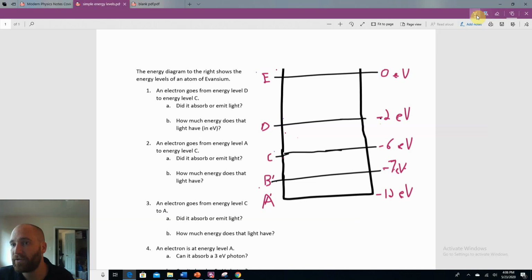In other words, you could have an electron, let's say here, on energy level D. It would have an energy of -2 electron volts. You could have an electron at energy level C. It would have an energy of -6 electron volts. You could not have an electron with an energy level of -5.